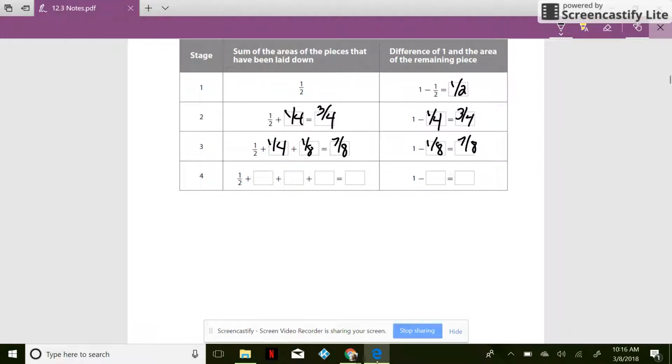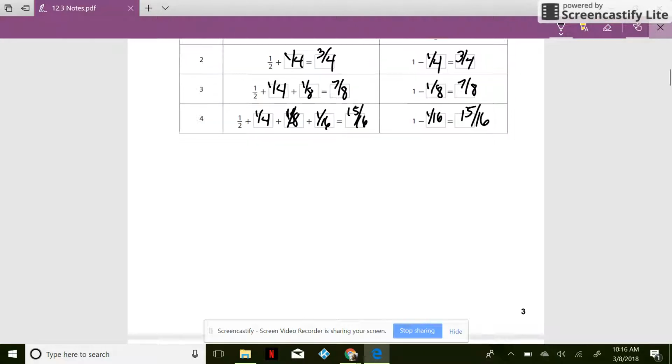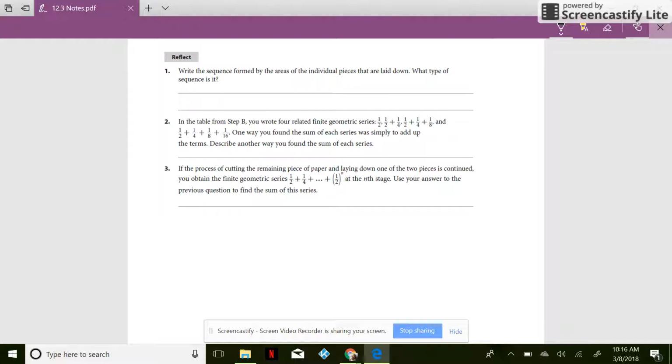And then stage 4, we had the half, we had the quarter, we had the 1/8, and then we added in a 1/16 to get 15/16. As a difference, we're just missing a 1/16, so we've got 15/16 of the whole. So if we want to write the sequence formed by the areas of the individual pieces that are laid down, we had 1/2, 1/4, 1/8, 1/16, and we could have gone on from there. So that's a geometric sequence with a common ratio of 1/2; each time we were dividing by half.